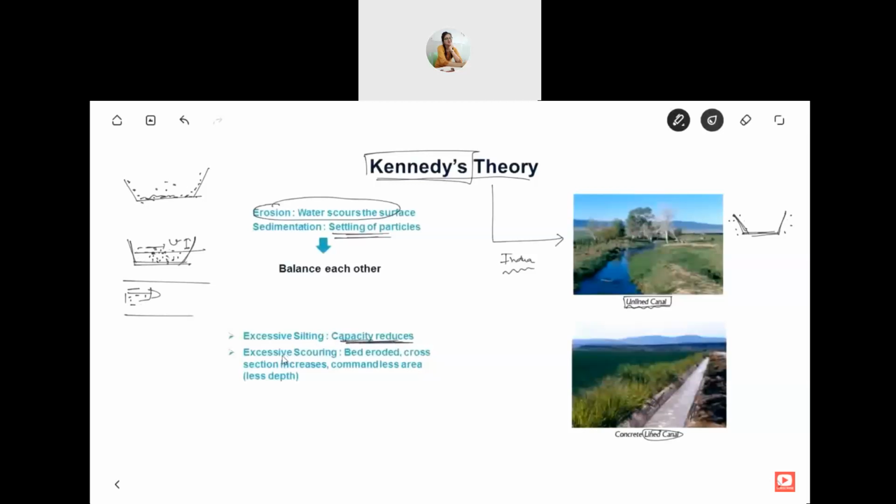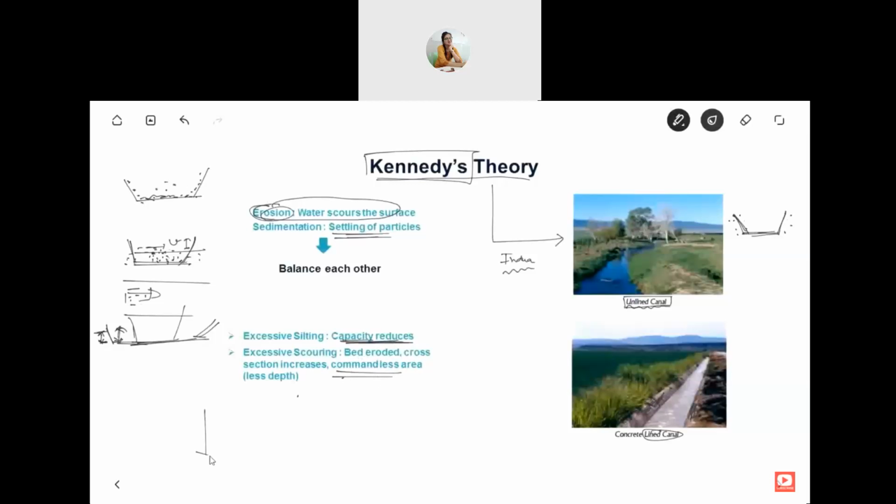And if excessive scouring takes place, that is erosion takes place, these keep on getting removed. So the whole bed gets eroded and the cross section keeps on increasing, and a small canal becomes like the width becomes very large, because of which the depth reduces. And if the depth reduces, the head of water reduces. So there is very less energy, and because of which it can command only less area.